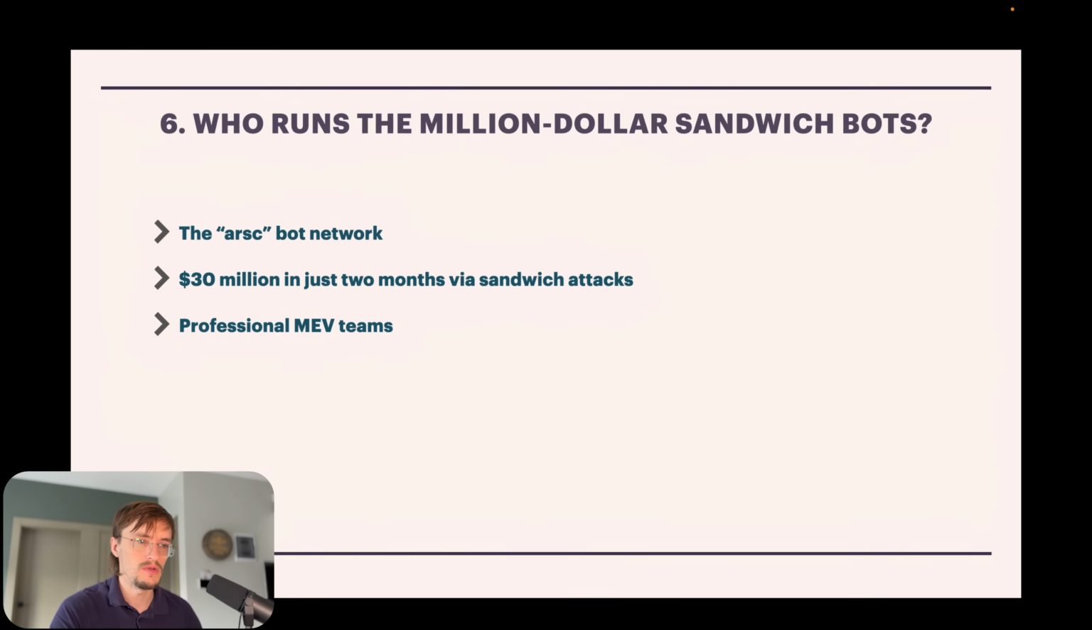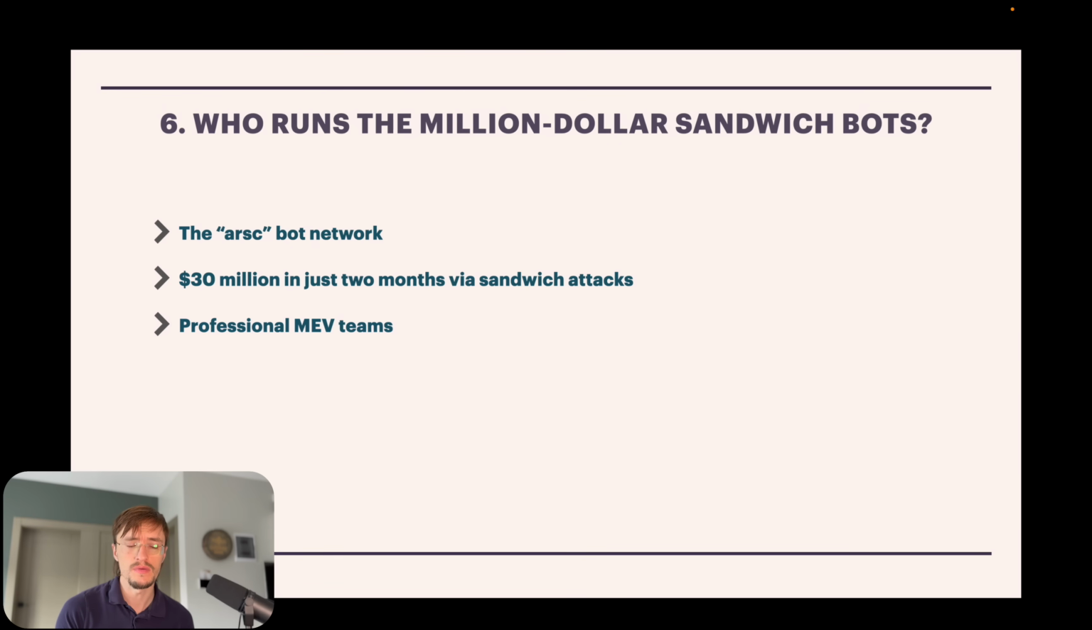Who runs the multi-million-dollar sandwich bots? The ARKS network. It's a network that they call like that for whatever reason, and they made $30 million in just 2 months of sandwiching. And their professional MEV teams are constantly changing their addresses, because when you see an MEV bot, you may notice that it's been operating for a month or 2 at most, then it stops working. That's because they're changing addresses. They're moving their operation to another address.